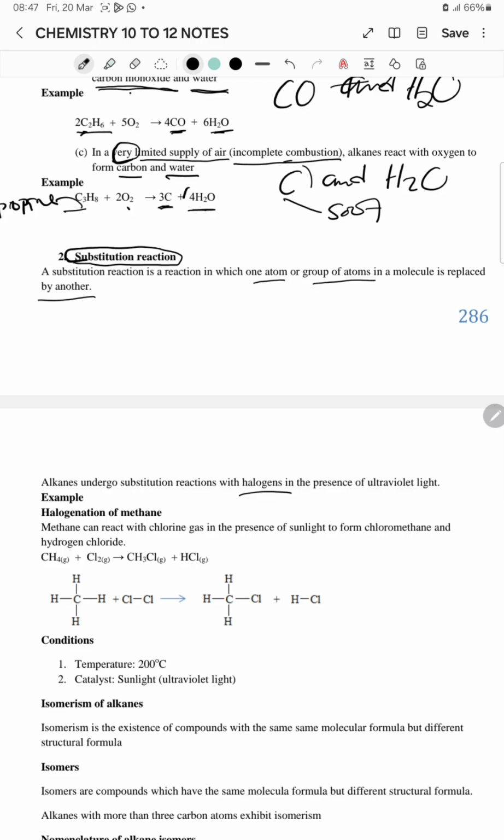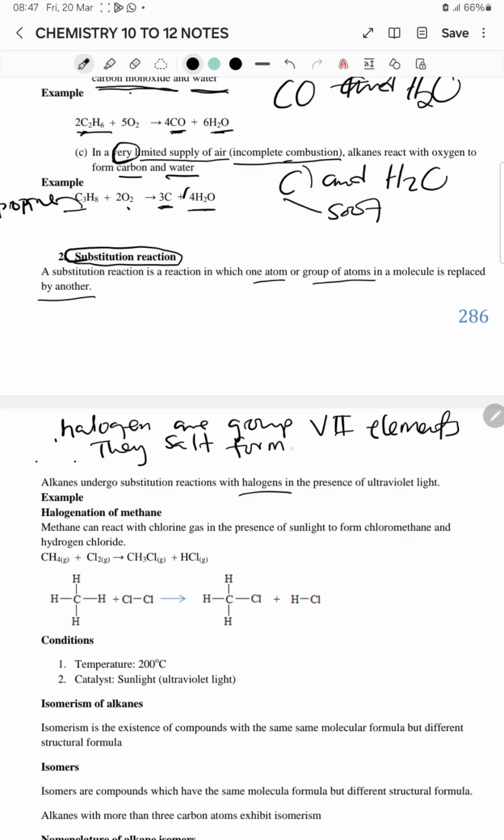Now, one will ask, what are halogens? We're going to say that halogens are group 7. We use the Roman numerals, so they are group VII elements. They are called this name because they are salt formers. So whenever alkanes react with group 7 elements, that is going to be called a substitution reaction.